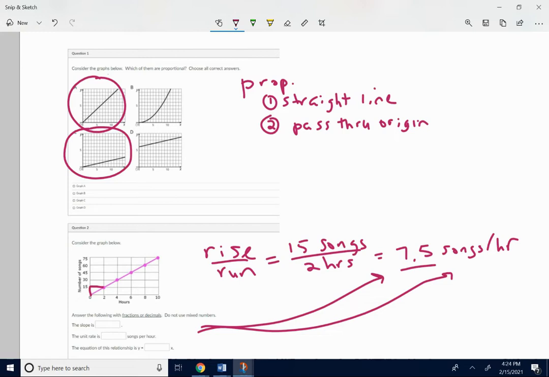Okay, the equation. You guys know that the equation of any line is y equals mx plus b. But when you have a proportional line, that b is 0. So all you need to do is put the slope in for m. The slope is 7.5, so the equation is y equals 7.5x.